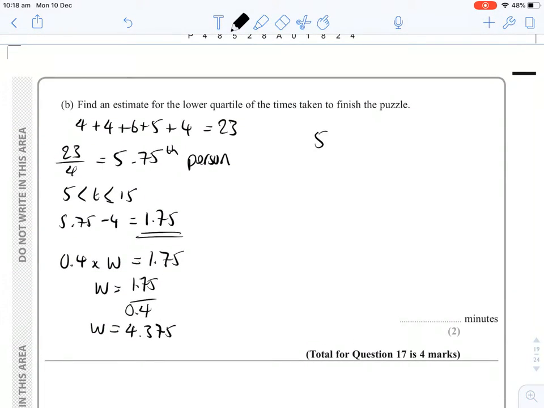So I'm going to do 5 add 4.375, which will give us an answer of 9.375 minutes.